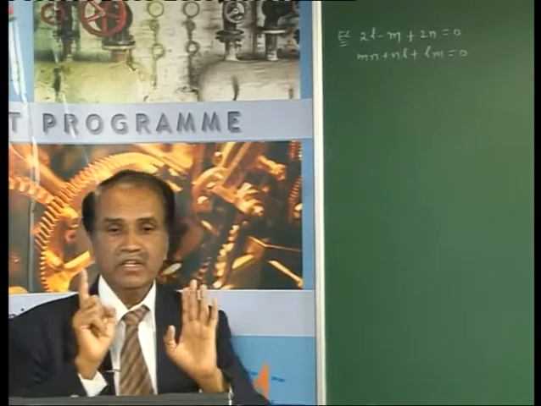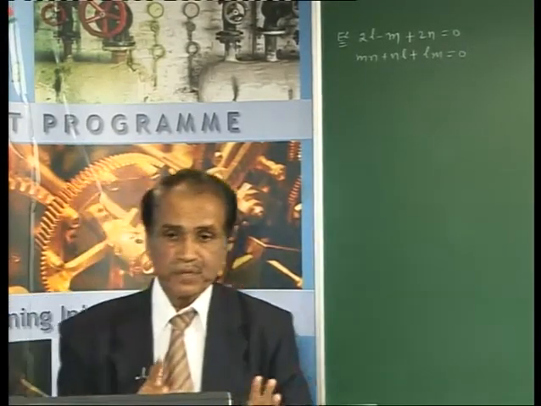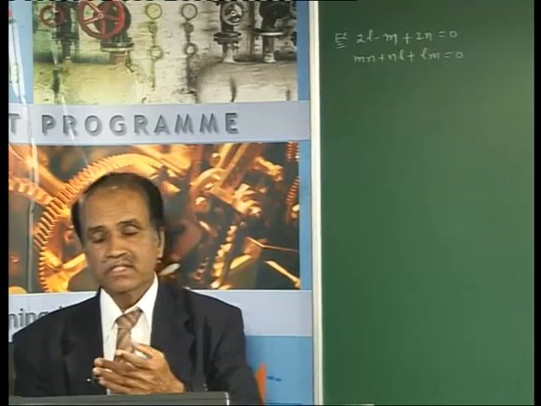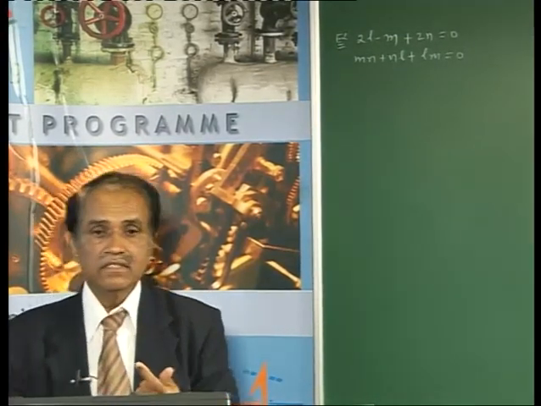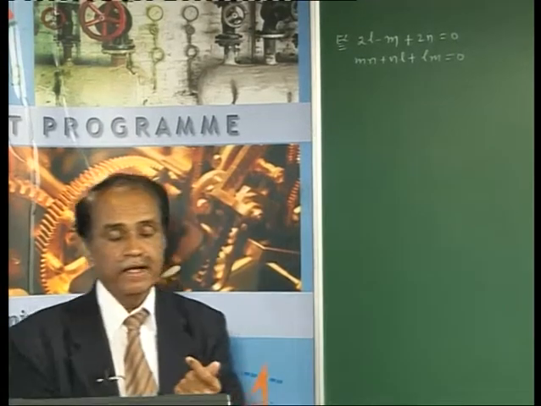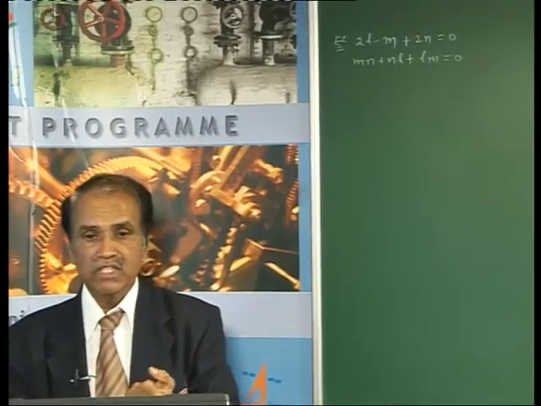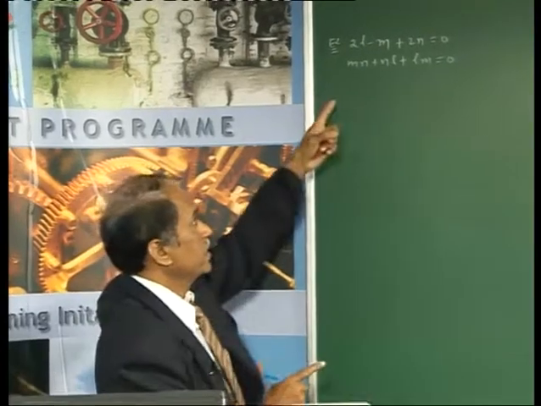If they are perpendicular, already you know the condition: cos theta is equal to cos 90 degrees, that is equal to 0, then the sum of the products of the DCs, L1 L2 plus M1 M2 plus N1 N2, is equal to cos 90, that is equal to 0. That we have to prove.